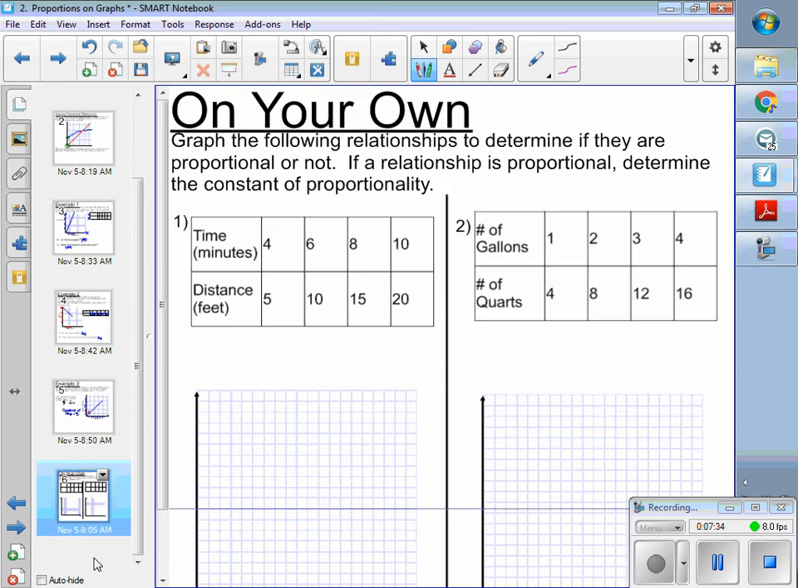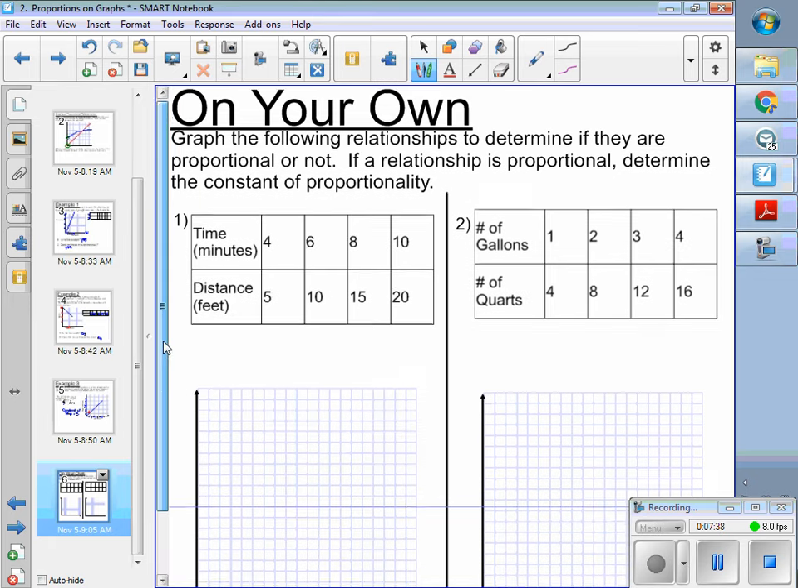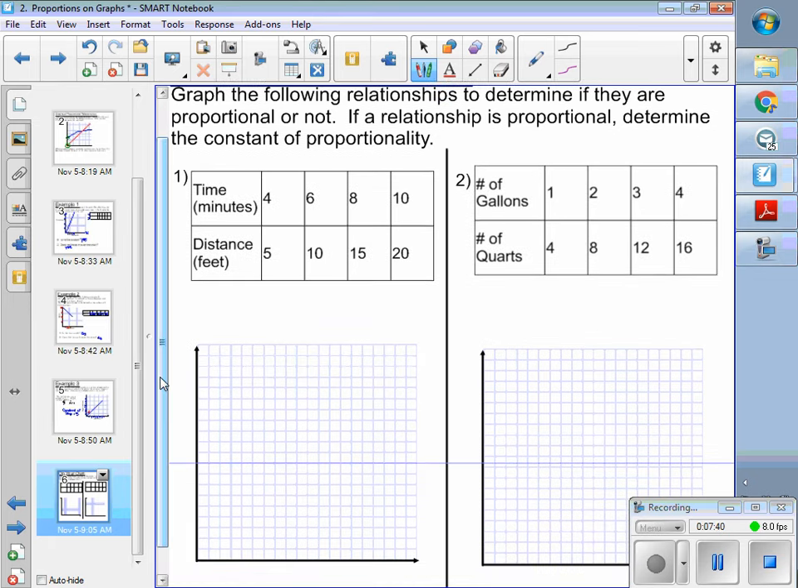Okay, on our own. Scroll this down a little bit. We don't need to see the on our own. Graph the following relationships to determine if they are proportional or not. If the relationship is proportional, determine the constant of proportionality. So, we're going to graph. I need you guys to pause and come back and graph them on your own and check with me, okay? I'm going to pause it, graph them, you come back and check.